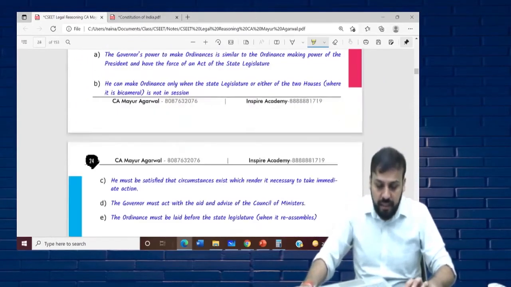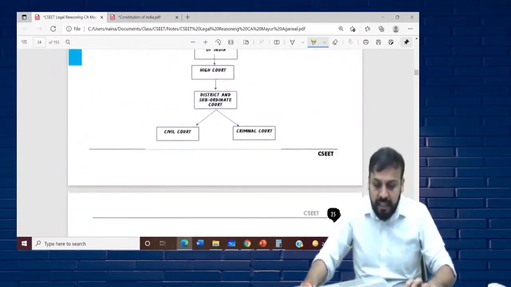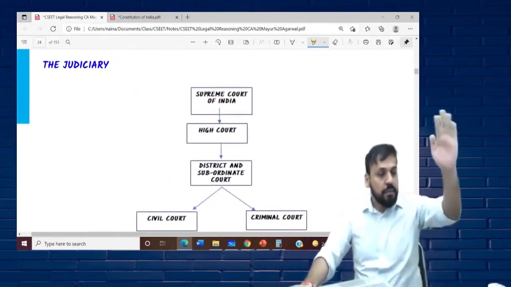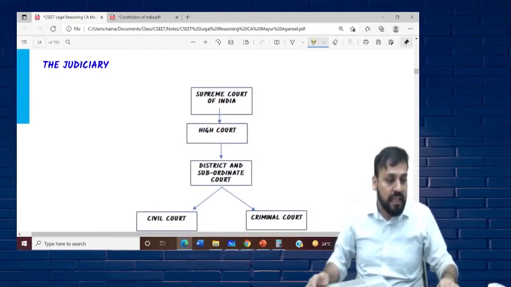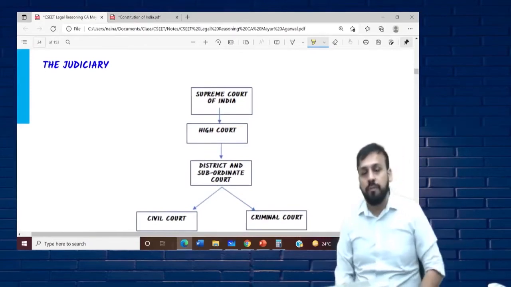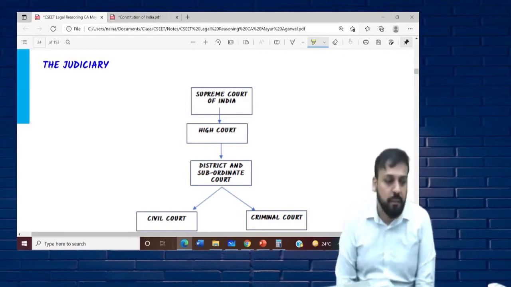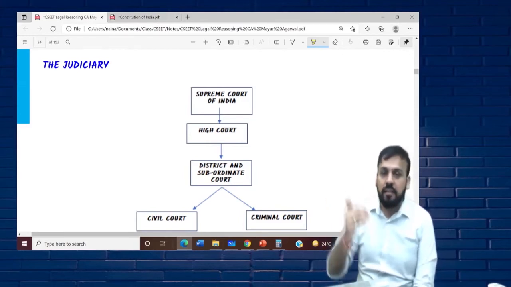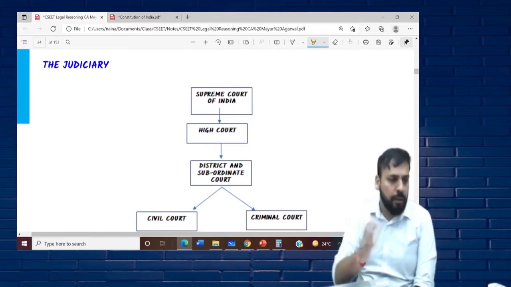He is having the same powers like president. Now we are coming towards the judiciary system. The highest judiciary system in the country is Supreme Court. Which is the highest judiciary system, beta? Supreme Court, then High Court, and then District Court, in which civil and criminal courts are different.